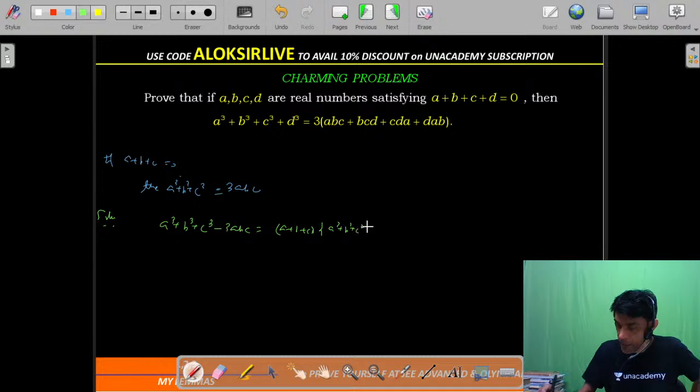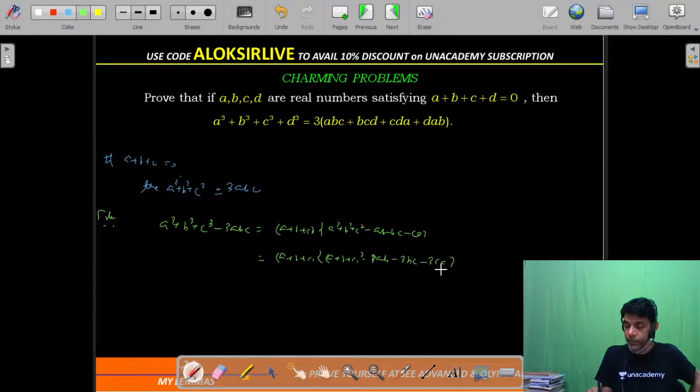a square plus b square plus c square minus ab minus bc minus ca, which I can write as, because a plus b plus c is something good, I get a plus b plus c whole square minus 3ab minus 3bc minus 3ca. This is what we get, right?